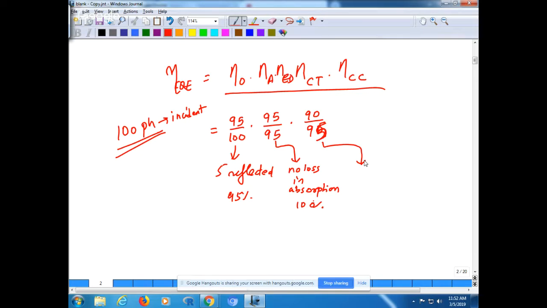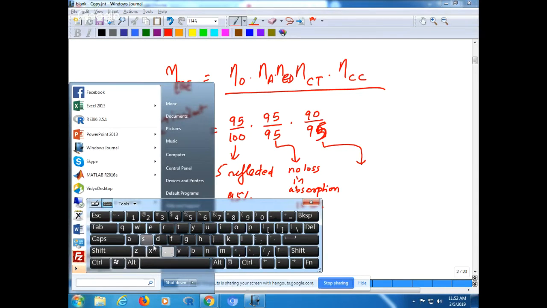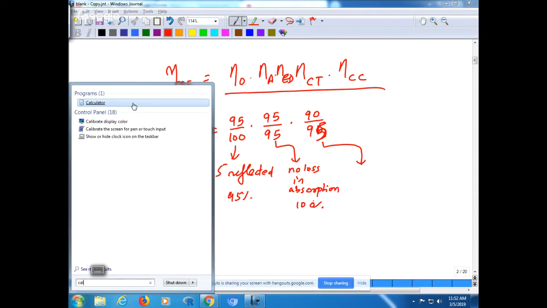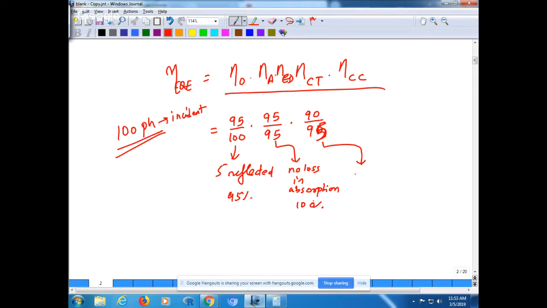And if I calculate this number, let me just calculate this. So it's 90 divided by 95. This is equal to 94.7. So you have 94% efficiency of exciton dissociation. So now you are left with 90 excitons.